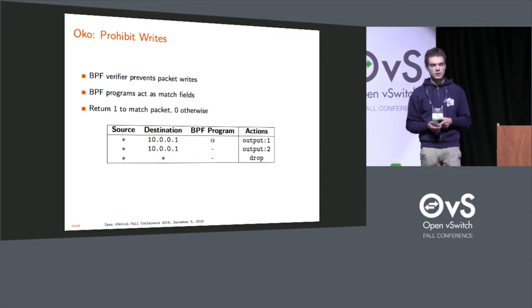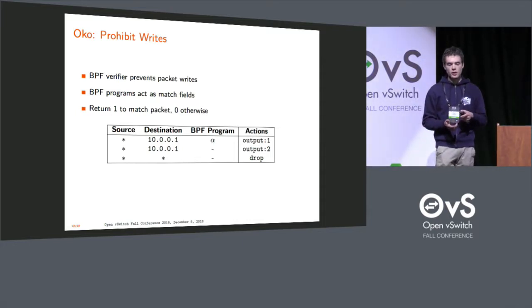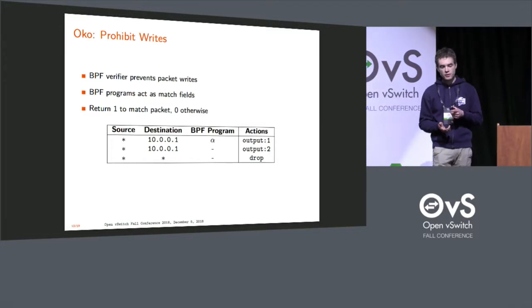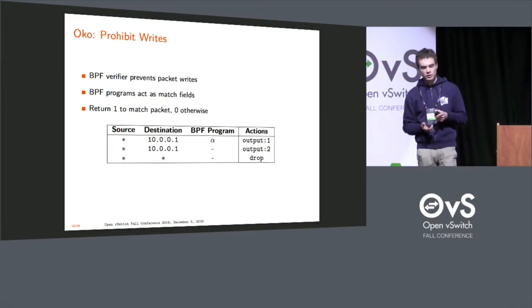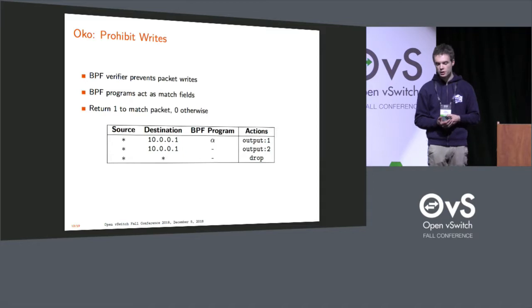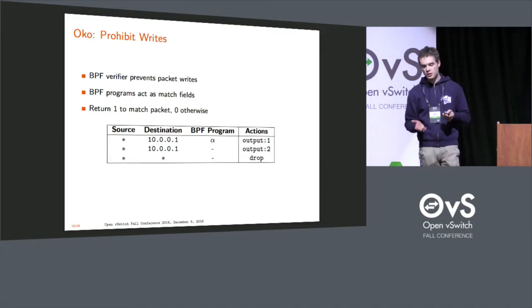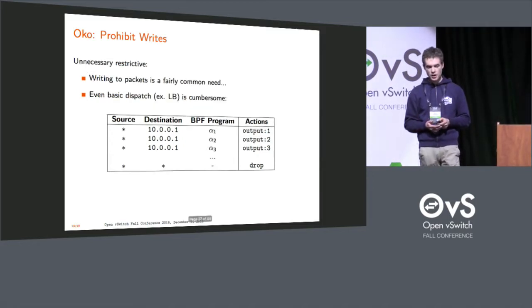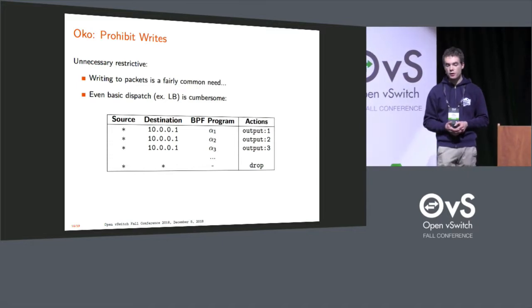So for instance, in my example table here, if program alpha matches the packet with destination IP address 10.0.0.1, I'm going to send it out port 1. If it doesn't match, I'm going to continue the lookup and send it out port 2. We had to do a number of other optimizations to work with the Megaflow cache, but it works to some extent. But the issue is it's very restrictive.